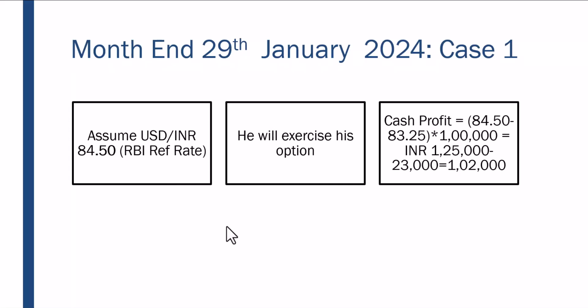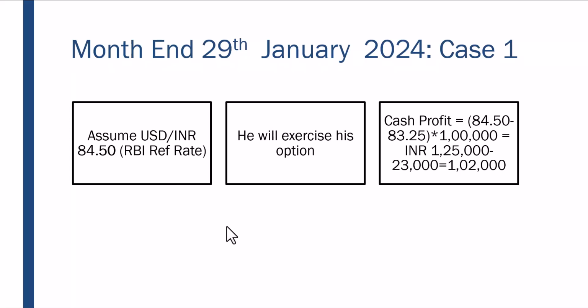But I had paid a premium of 23,000. So the writer is going to get 23,000 and then he's going to pay me 1,25,000. So the net outflow from the writer will be 1,02,000, and the inflow to me will be 1,02,000. Inflow and outflow will match.